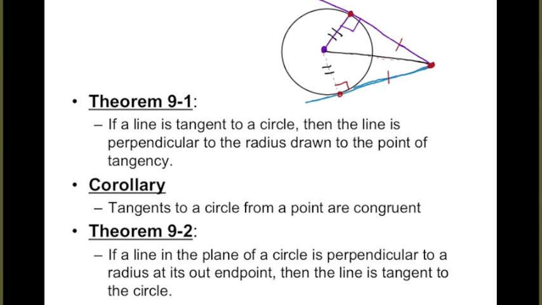When we can say theorems forwards and backwards like that, we call them converses. Okay? And these are both true. If it's a tangent, it's perpendicular to a radius. If it's perpendicular to a radius, then it's a tangent. Okay?